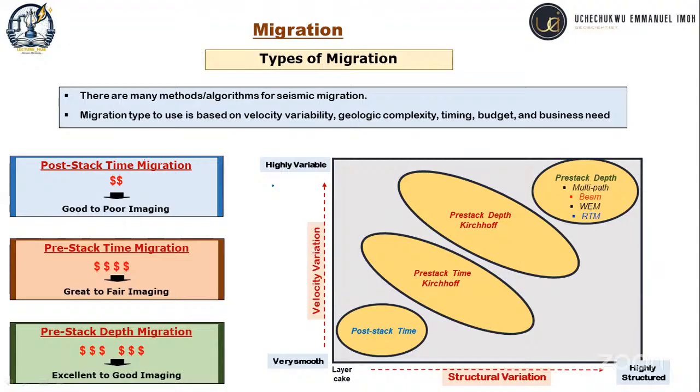We'll look at the panel on the right side. You can see the y-axis is telling us velocity variation, while the x-axis is telling us structural variation, okay? So if you have a basin with low velocity variation and low structural variation, you can do post-stack time migration seismic processing. What do we mean by post-stack? After you've done stacking, I've explained stacking, you can now start a migration after stacking.